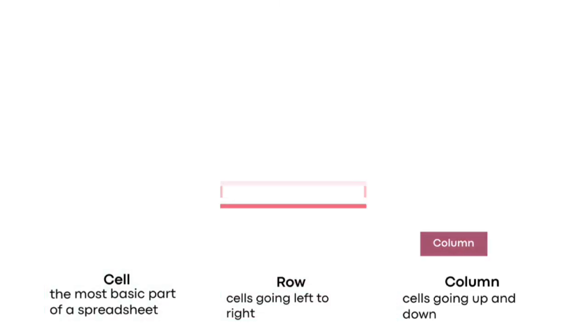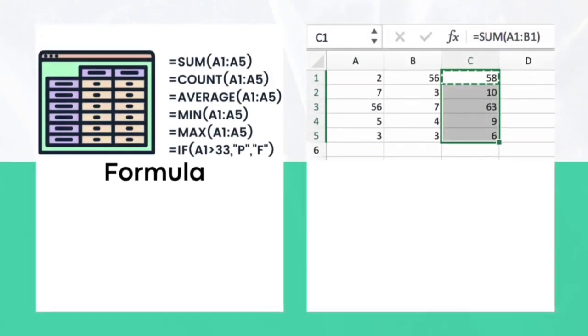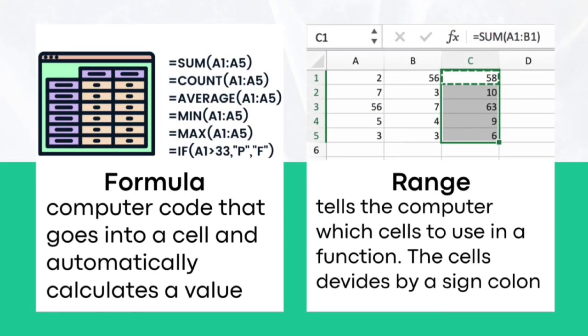Next term is formula, computer code that goes into a cell and automatically calculates a value. Range tells the computer which cells to use in a function. The cells are divided by a colon sign.